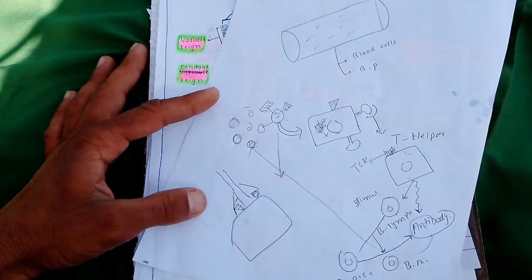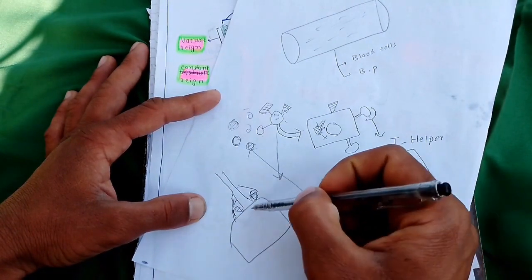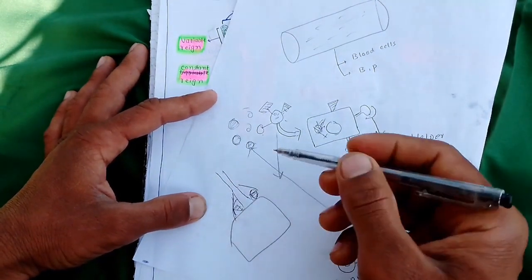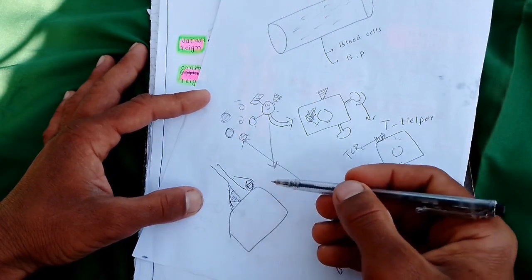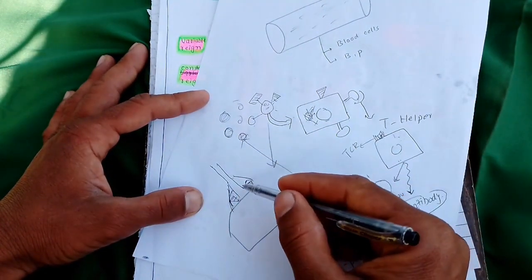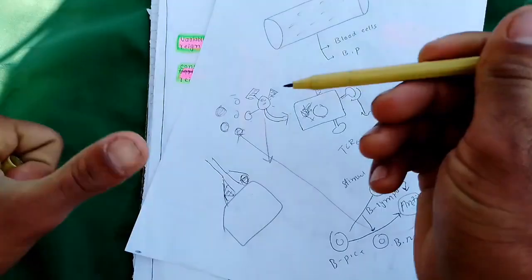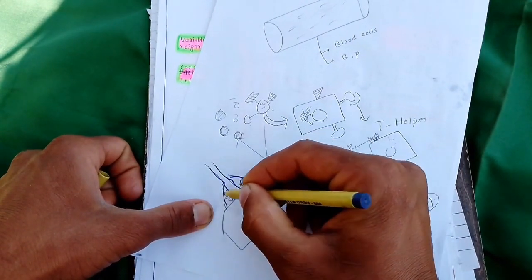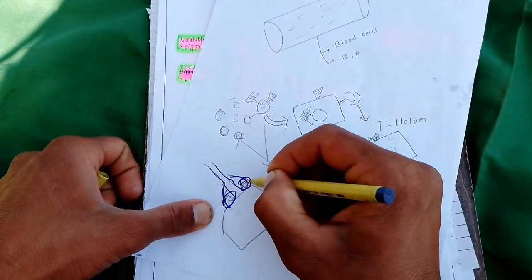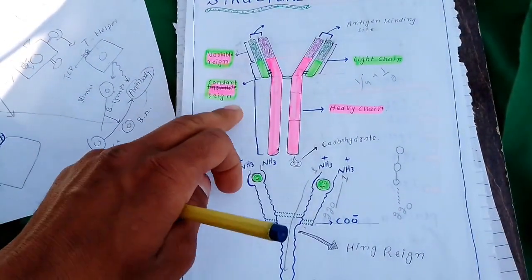This is the variable region, and this is the constant region. When the antibody attaches to the bacteria or antigen, it attaches with the help of the variable region. This is the variable region which attaches to this antigen, so this is called the antigen binding region.